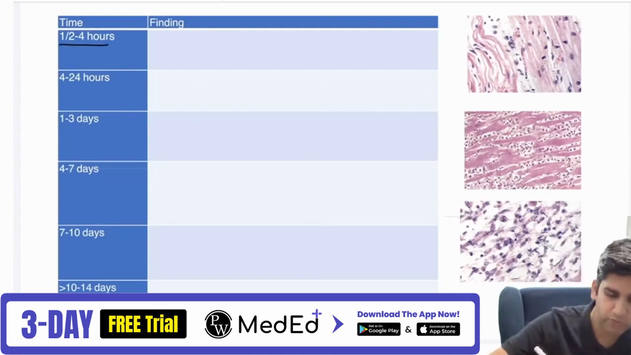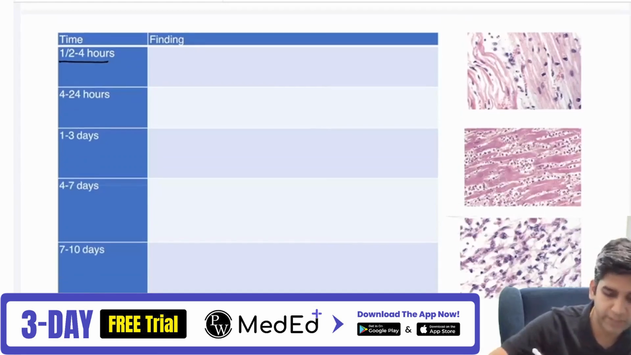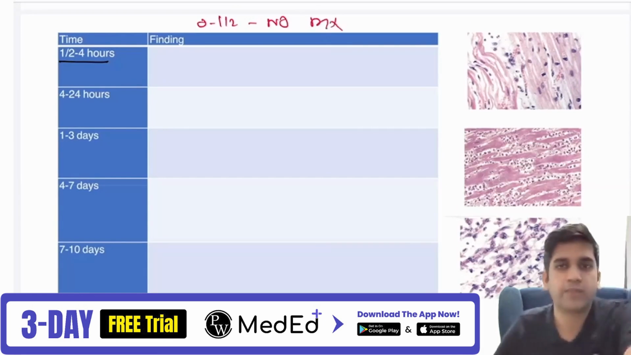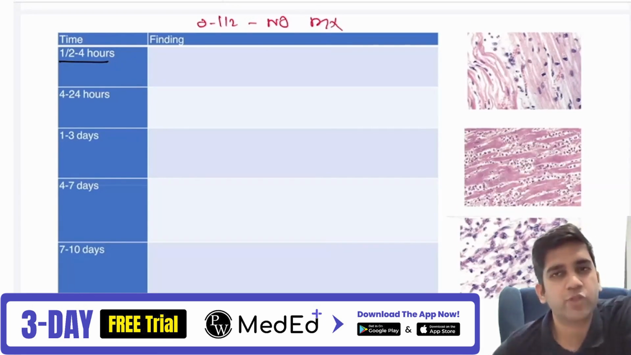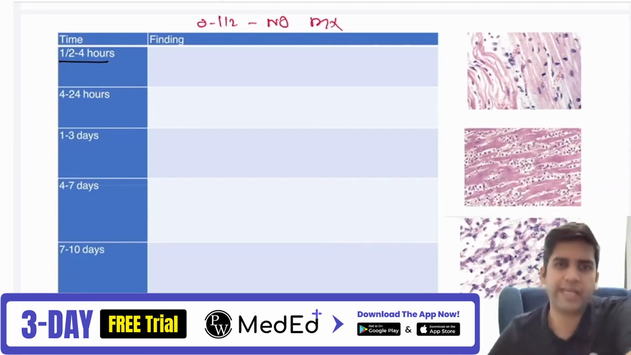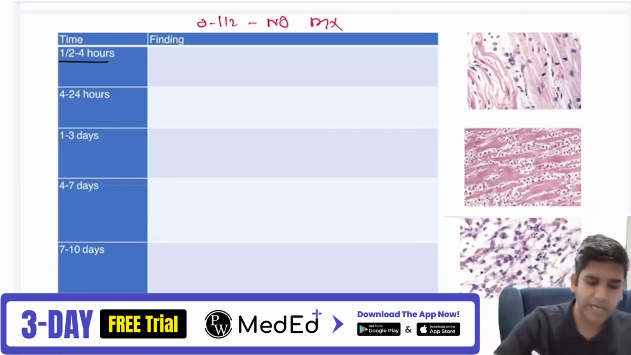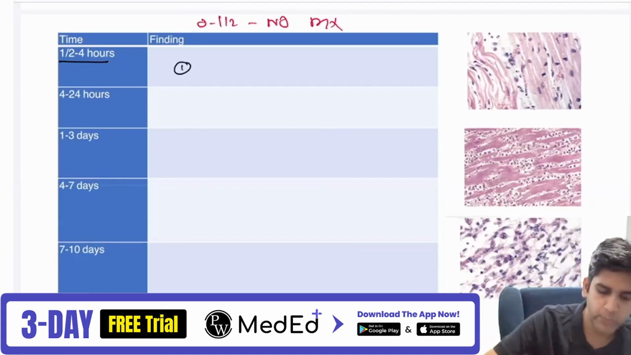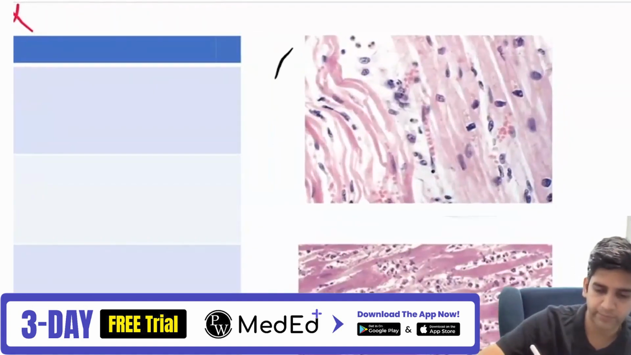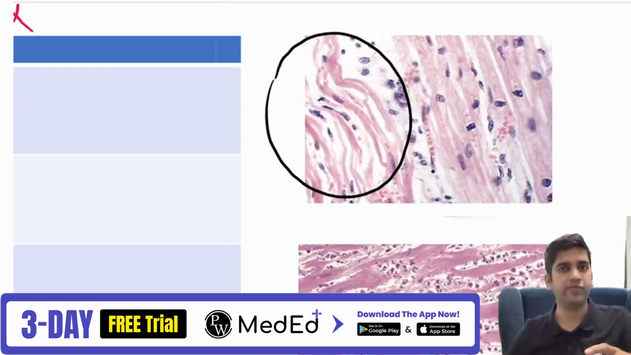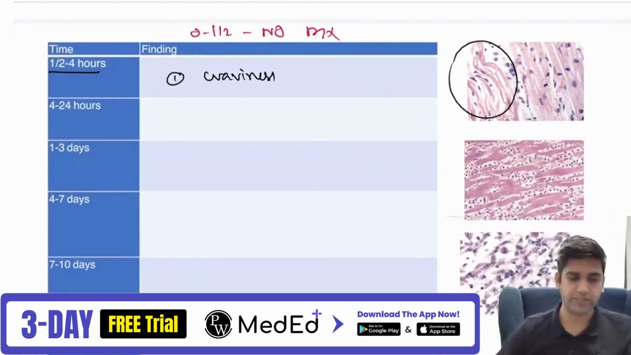Zero to half an hour to 4 hours. That's 0 to half an hour: you will see no microscopic finding. In 0 to half an hour, the entire light microscopy will be completely normal. Electron microscopy can still show changes. Half an hour to 4 hours, the first change is waviness of fibers. I can see the fiber becomes a little bit wavy, right? That's the first light microscopic change.